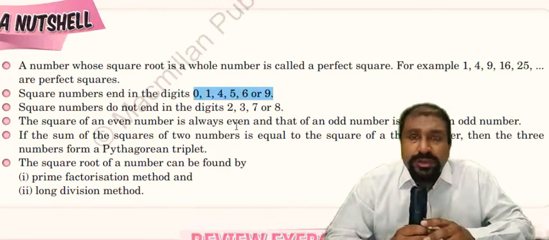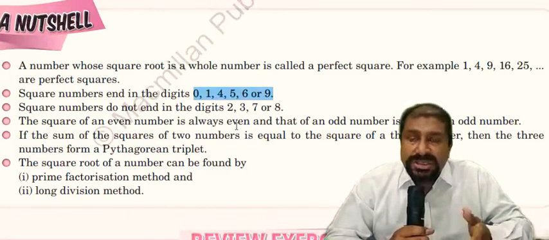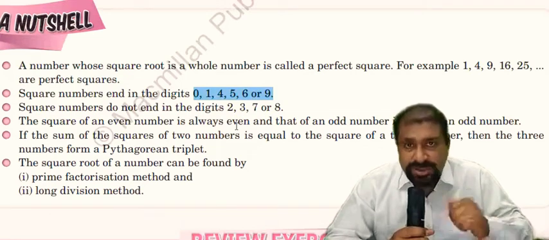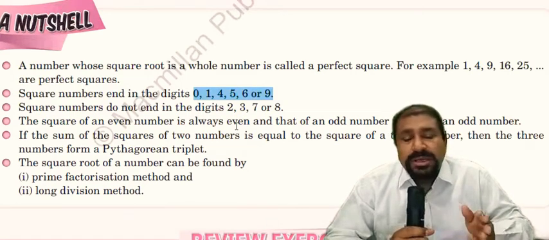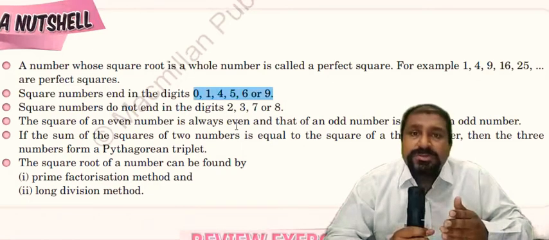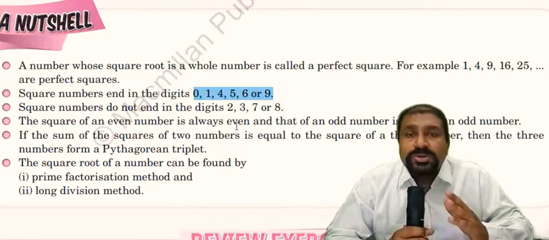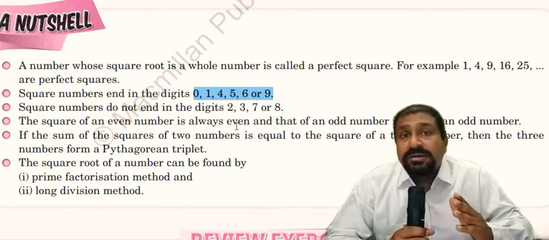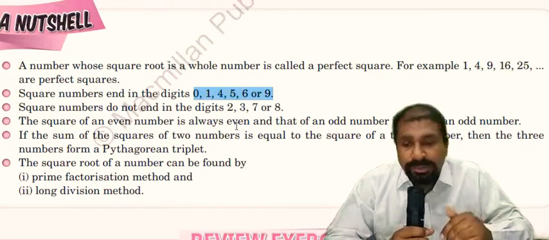This is a normal phenomenon, that is 4 squared, which is 16. 4 is an even number and 16 is also an even number. Similarly, if you take an odd number, that is 7, 7 squared comes out to be equal to 49. So 7 is an odd number and 49 is also an odd number.